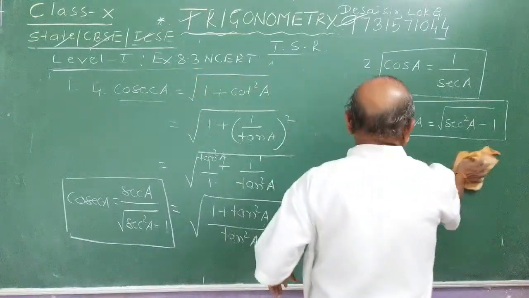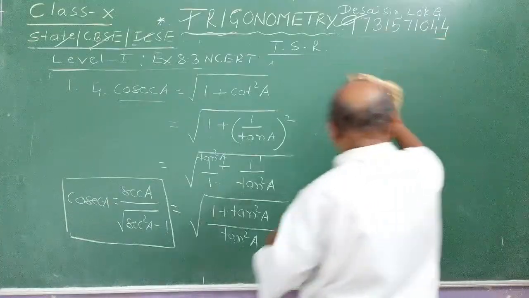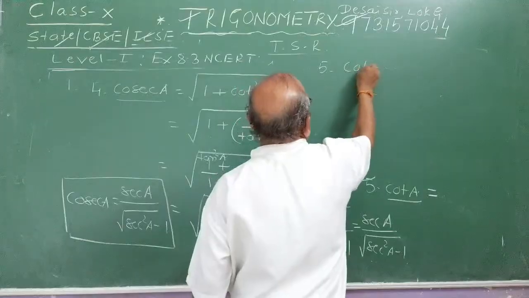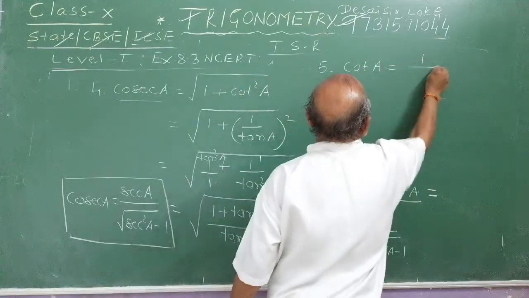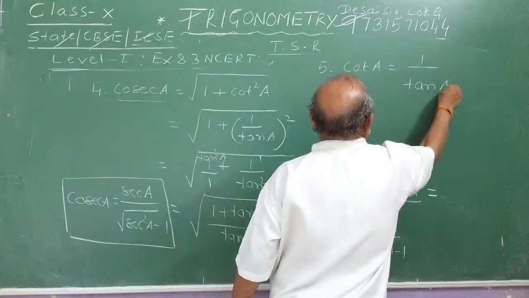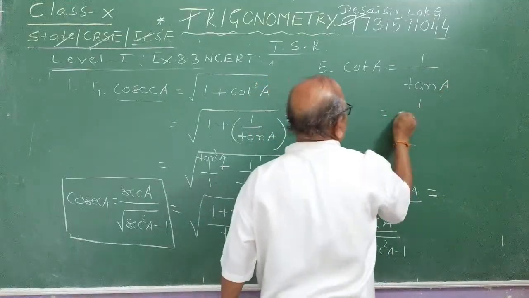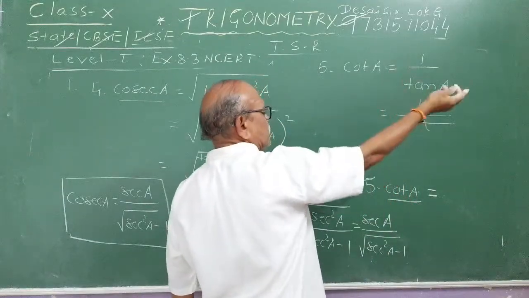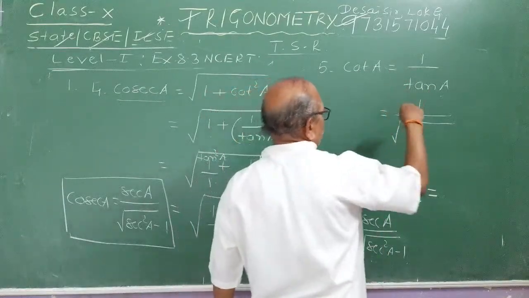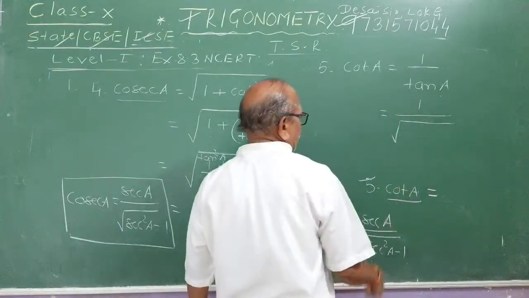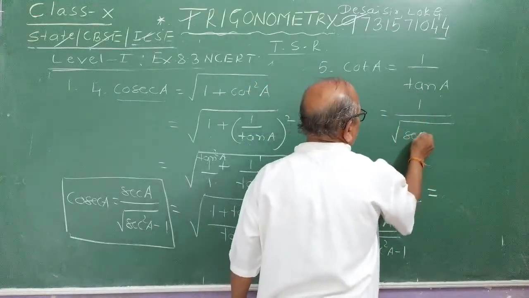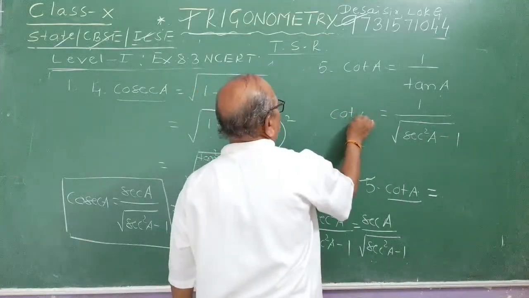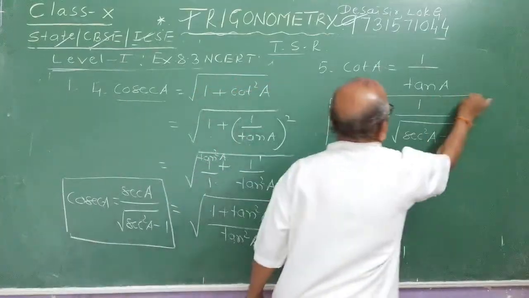Last one is cot a. You have to express cot a in terms of sec a. What is your plan? Very simple plan. Cot a can be written as 1 upon tan a. Check the identity. What is tan theta equal to? Is it not that 1 plus tan square theta is equal to sec square theta? Therefore, sec square theta minus 1 is equal to tan square theta. Therefore, tan theta is equal to root of sec square a minus 1. Therefore, cot a can be easily written in terms of sec a.